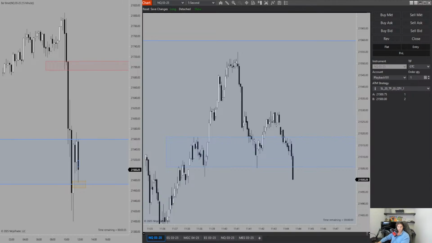Entry time 11:43:50. 11:44:25. Exit on limit. Exit at 2400.75, which is the same as our stop. How many points did we possibly get? We could have gotten, the highest was 21,519, so not the best.